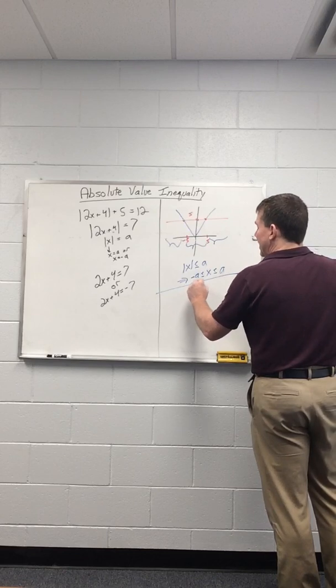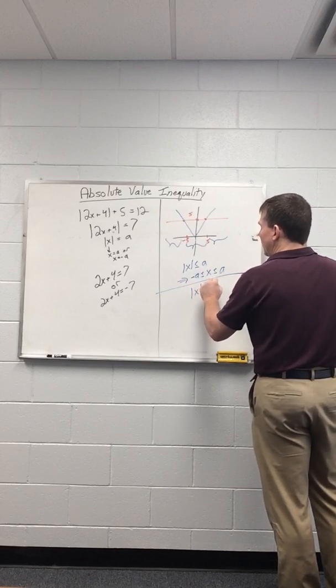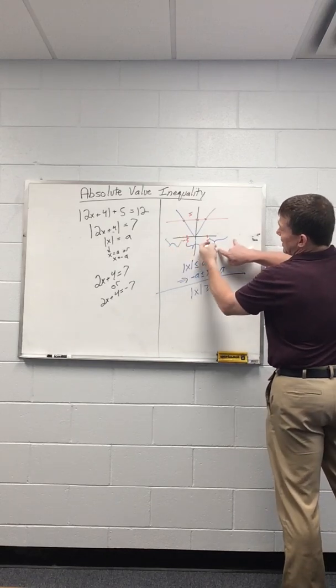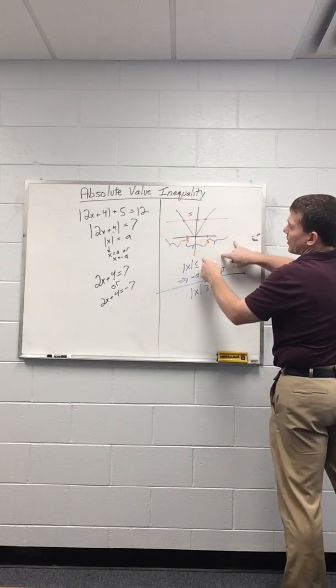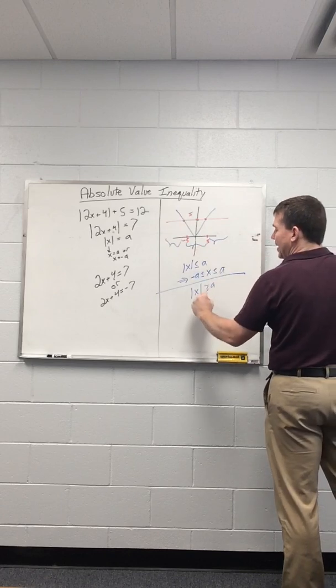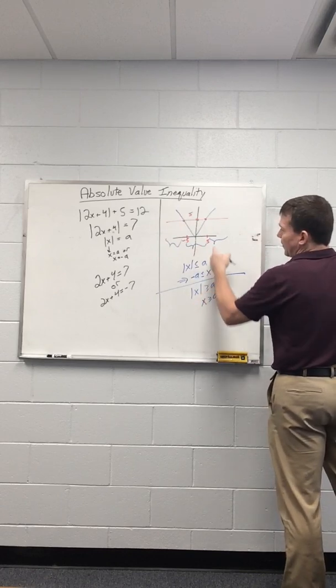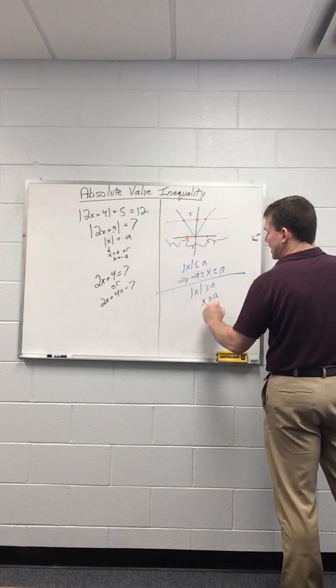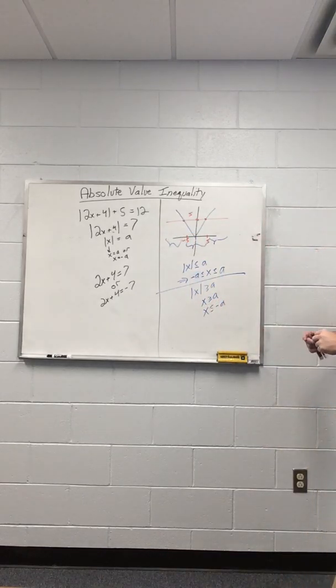On the other side, if the absolute value of x is greater than or equal to a, well, if it's greater than a, there's really two possibilities. It's out here on the right or over there on the left. If it's out on the right, it means x is greater than or equal to a. If it's on the left, it means x is less than or equal to negative a.